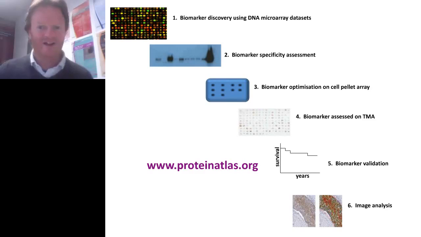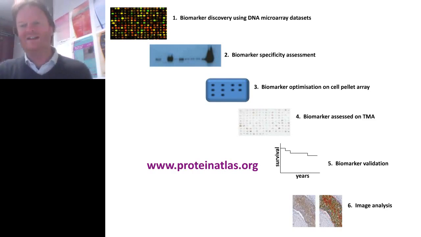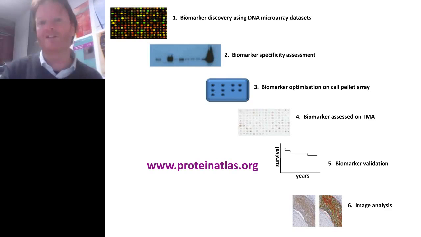So using these cell pellet arrays, we're able to determine the level of specificity of our antibodies. Really what we want to see is a signal in the cell lines that express the protein and no signal in the ones where we've either knocked it down or where they don't express it.